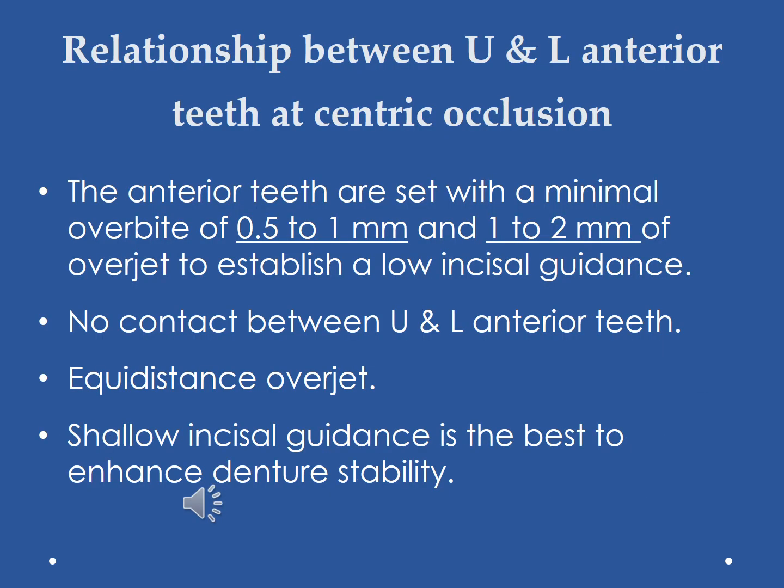Now, if we look at upper and lower 6 anterior teeth, the relationship at centric occlusion should be as that upper anterior teeth are set with an overbite of 0.5 to 1 millimeter and an overjet of 1 to 2 millimeters to establish a low incisal guidance of 15 degrees. There should be no contact between upper and lower anterior teeth at centric occlusion. There should be an equidistance overjet, and a shallow incisal guidance is very important to enhance the denture stability.